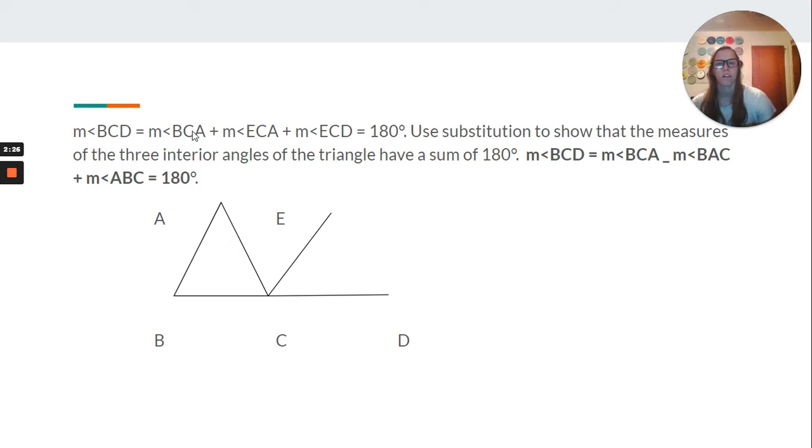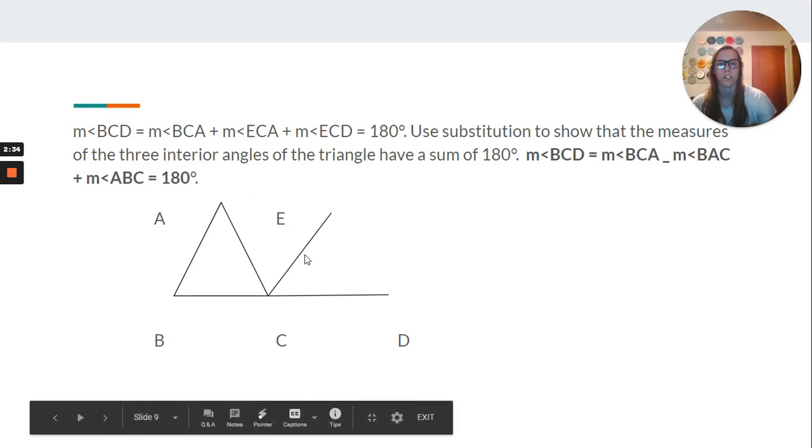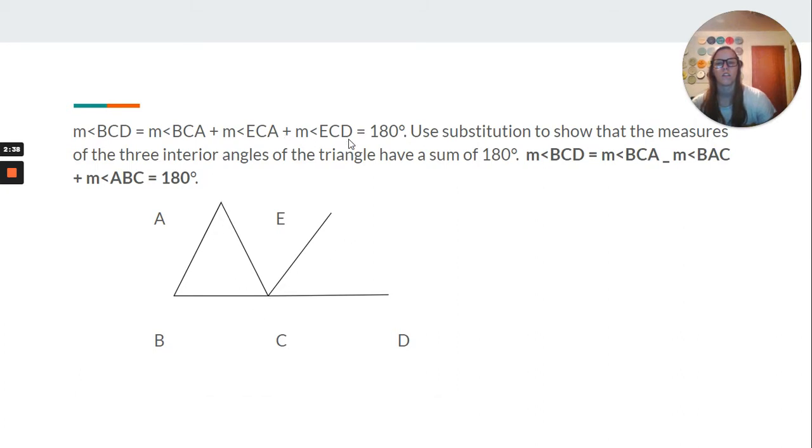So we have, first of all, the same. Then we have ECA and BAC, alternate interior angles. And then we have corresponding angles.